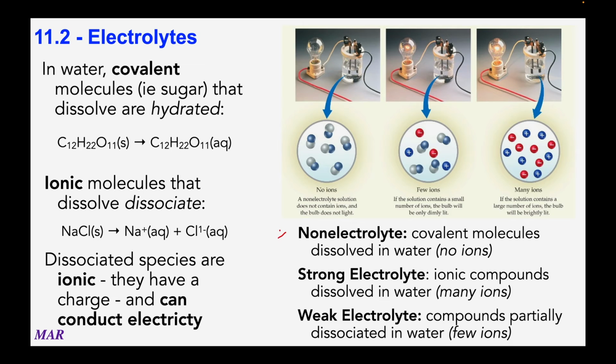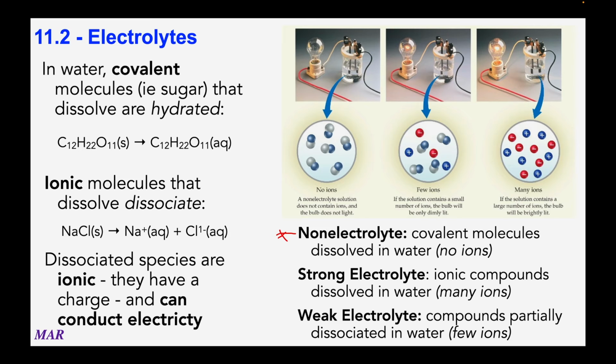Covalent molecules are usually considered to be non-electrolytes. That means you don't have any ions. The electrons can't transfer from one side of the solution to the other. No electricity is going to be conducted. And we're going to put in Chem 222 that all covalent molecules do not conduct electricity. So if a covalent molecule dissolves in water, it's considered a non-electrolyte.